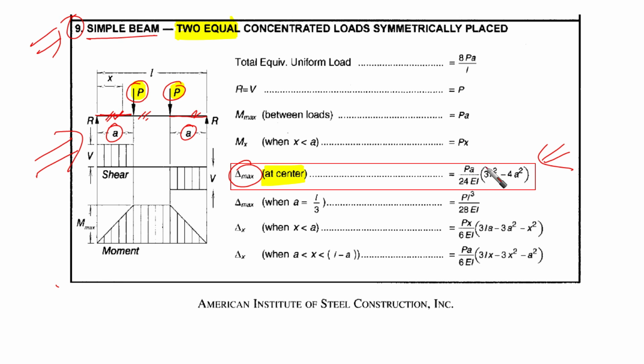Then we need P times A over 24 EI times 3 L squared minus 4 A squared. Everything is given here, and this is L, not I. It is L, which is the length. And we are going to find delta maximum. It is given for us here, at the center. So the maximum delta is going to be at the center.